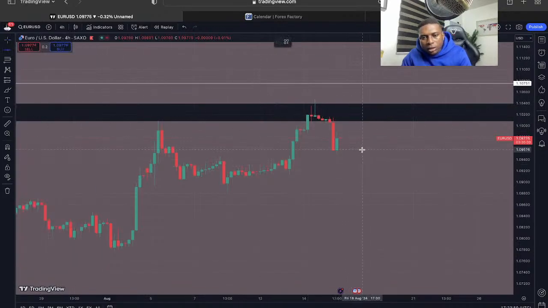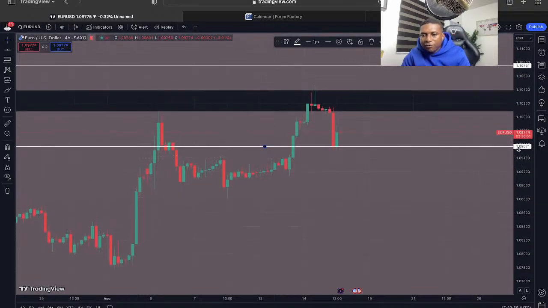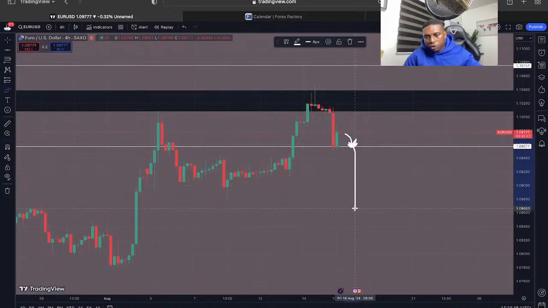I'm putting a sell order at this level. That is the level 1.09571. So when price comes to this level, my sell order is triggered, of course, and then I can watch price fall further.